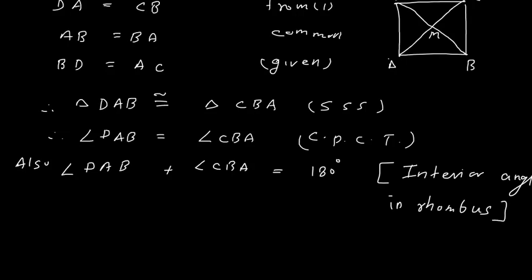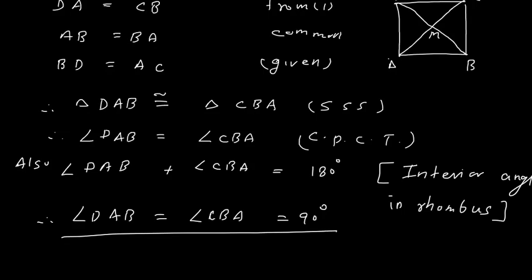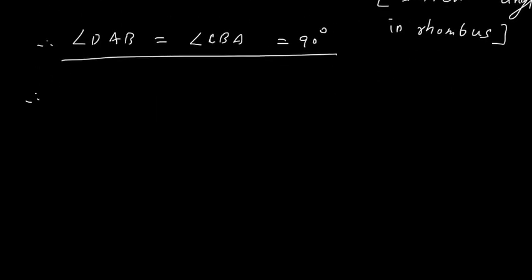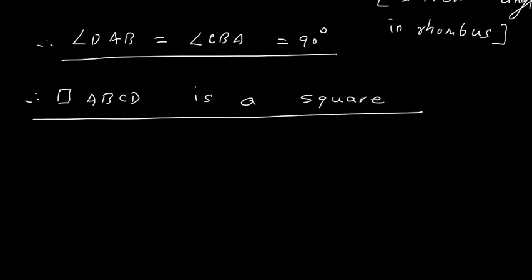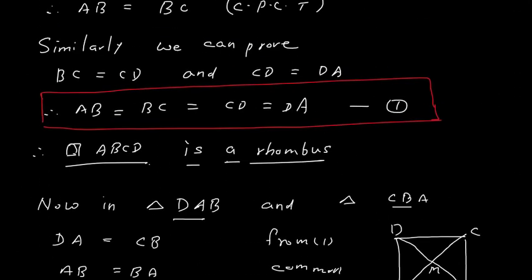Now, when I say it is a rhombus, that means opposite sides are parallel and interior angles will become supplementary. So, therefore, these two angles are equal, their addition is 180 degree. So, I can say that angle DAB is equal to angle CBA is equal to 90 degree. So, each angle we got 90 degree. And as each angle is 90 degree, I will say that therefore, this quadrilateral ABCD is a square. Done?